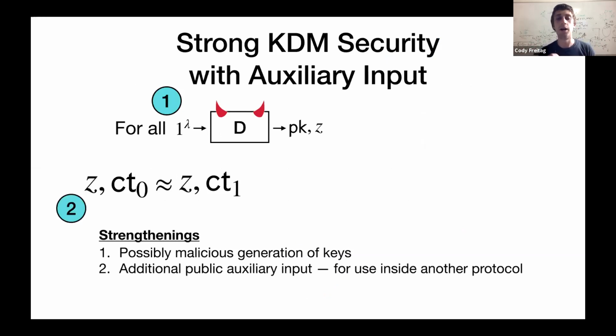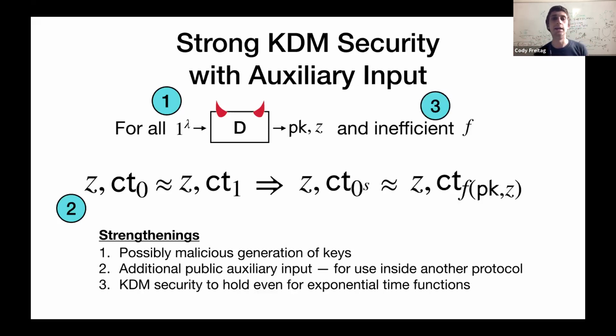Additionally, we allow for a public auxiliary input. You can think of this as when the distribution or the adversarial player is part of a greater protocol. And so it's allowed to output, in addition to the public key, some auxiliary input, and still, because this is public, we require semantic security to hold even in the presence of this auxiliary input.